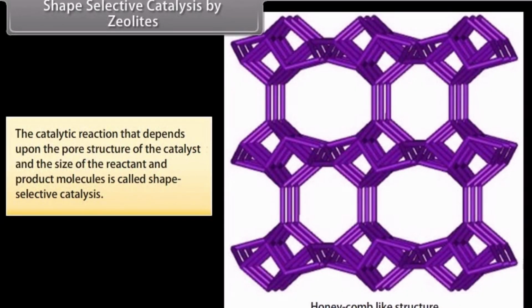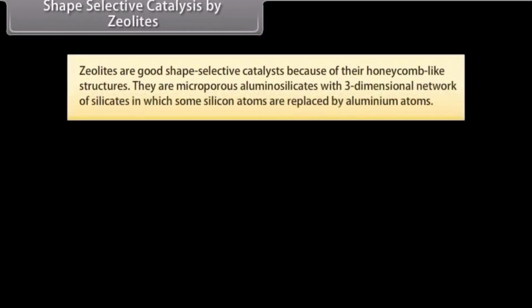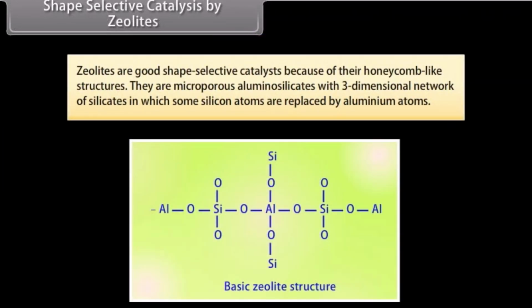Shape-selective catalysis by zeolites. The catalytic reaction that depends upon the pore structure of the catalyst and the size of the reactant and product molecules is called shape-selective catalysis. Zeolites are good shape-selective catalysts because of their honeycomb-like structures. They are microporous aluminosilicates with three-dimensional network of silicates in which some silicon atoms are replaced by aluminium atoms.